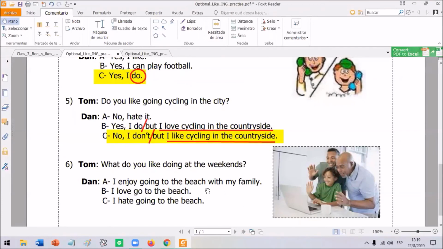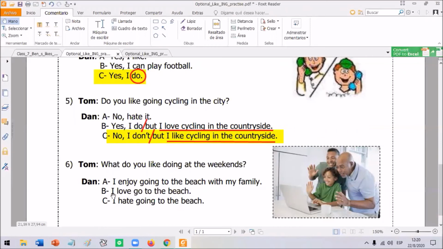Okay, let's see. What do you like doing at the weekends? Me pregunta por lo que le gusta. Y like no aparece en ninguna. Aparecen otros. A ver. La última dice, I hate going to the beach. Esa debería ser la primera que descartamos, porque está hablando de algo que odia. Y yo le pregunté lo que le gusta. Entonces, si te pregunto lo que te gusta, no me vas a responder con algo que no te gusta. No tiene sentido. Veamos las otras dos.